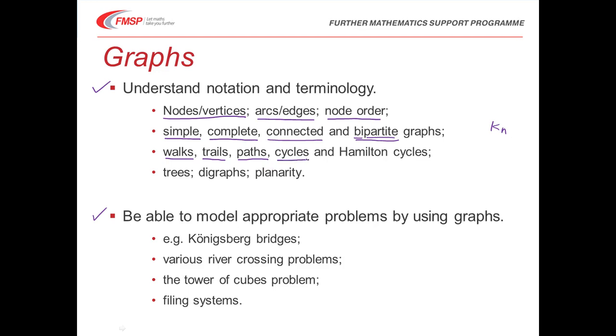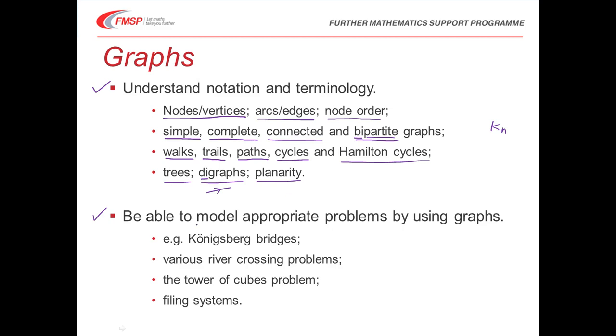A cycle is a loop through vertices along edges and it gets back where you started. A Hamiltonian cycle is a cycle which visits every vertex exactly once and returns to where it started. A tree is a graph in which there are no cycles. A digraph, that's a contraction of directed graphs, and it's usually fairly obvious because you see arrows on them. And planarity, a planar graph is one which can be drawn so that no edges cross.